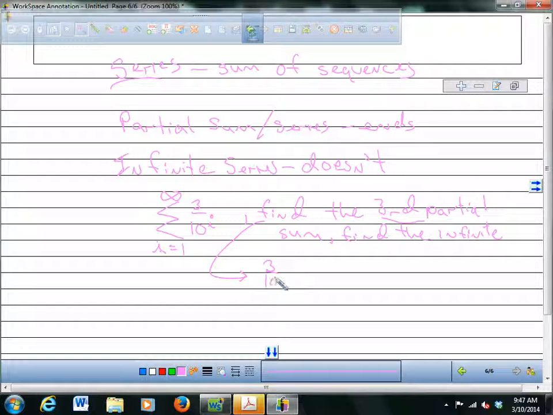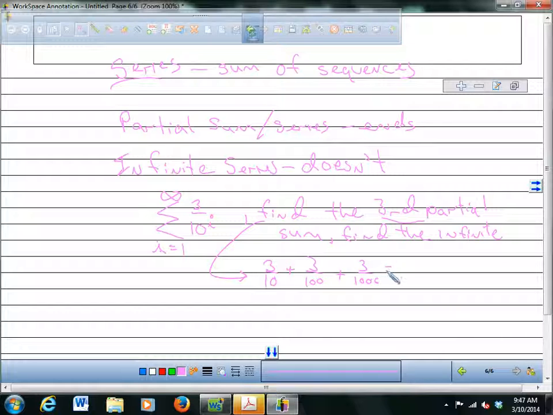3/10. What would be the second term? 3. This is going up to what? 2, so it's 10 to the 2, which is 100. Plus 3 over what? 1,000. Does everyone see where I got that from? That's 10 to the first, 10 to the second.